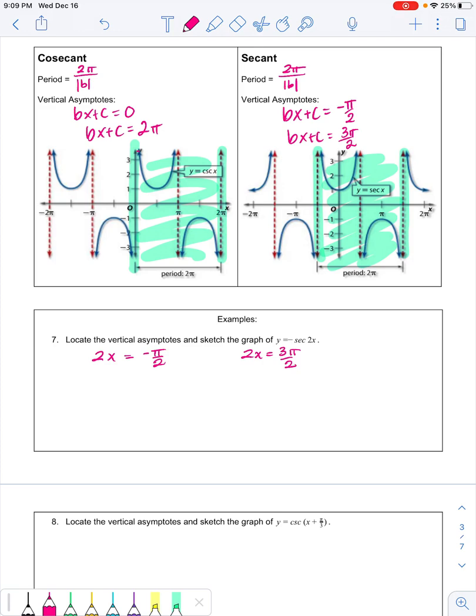Okay, divide both sides by 2. We get negative pi over 2 divided by 2, or times 1/2, thinking about multiplying by the reciprocal. So we get negative pi over 4. Here, recognizing those same steps, we're going to get positive 3 pi over 4.